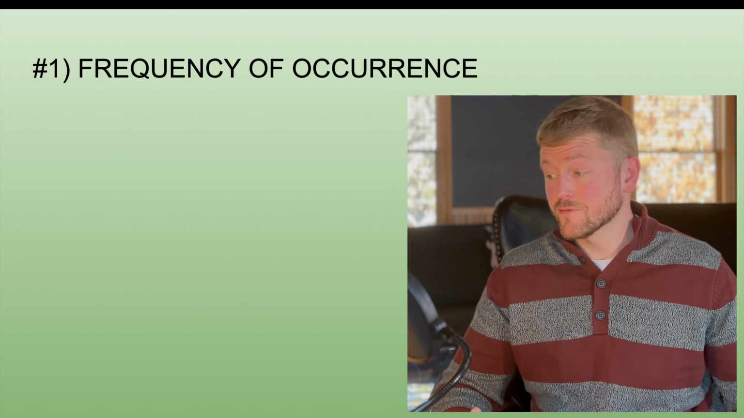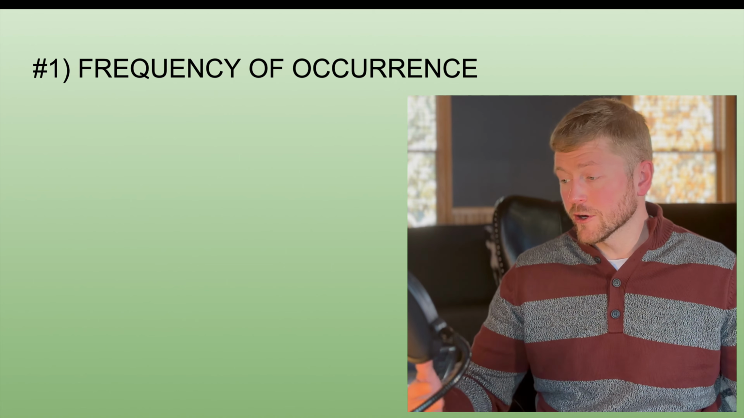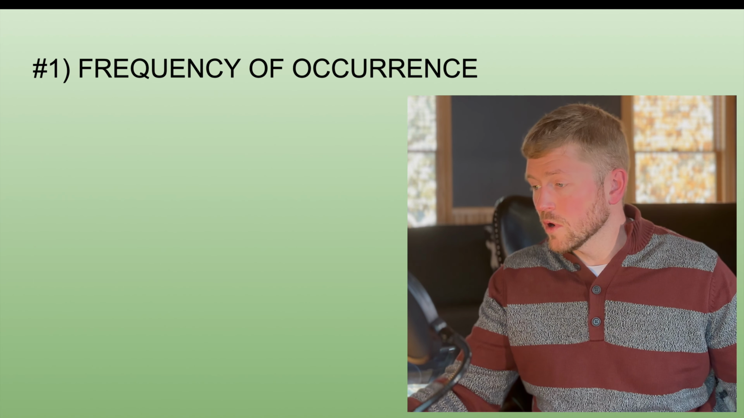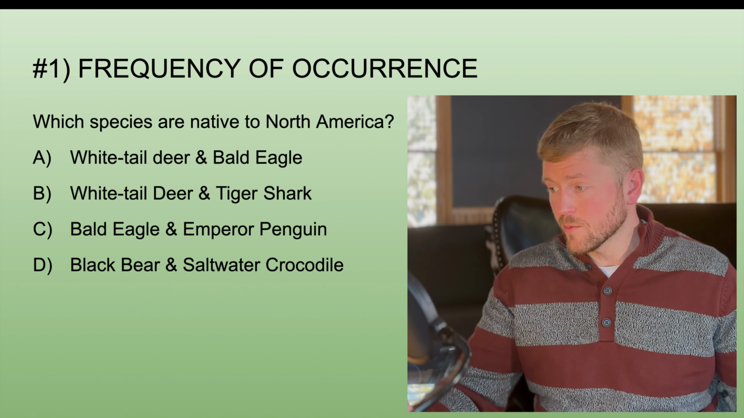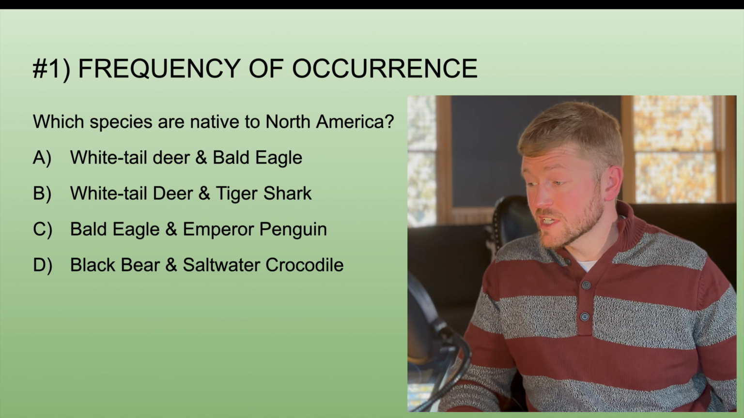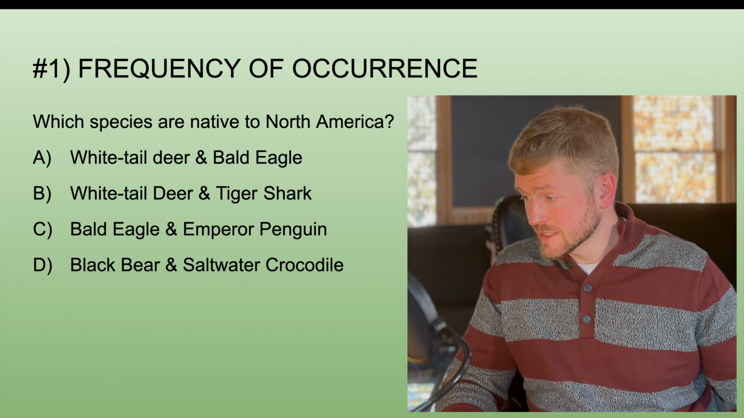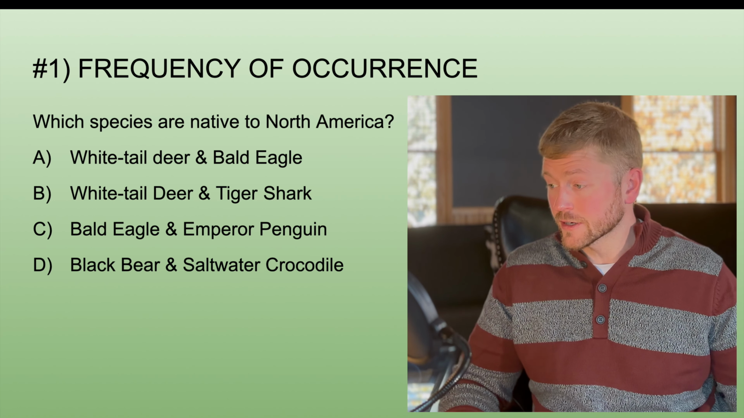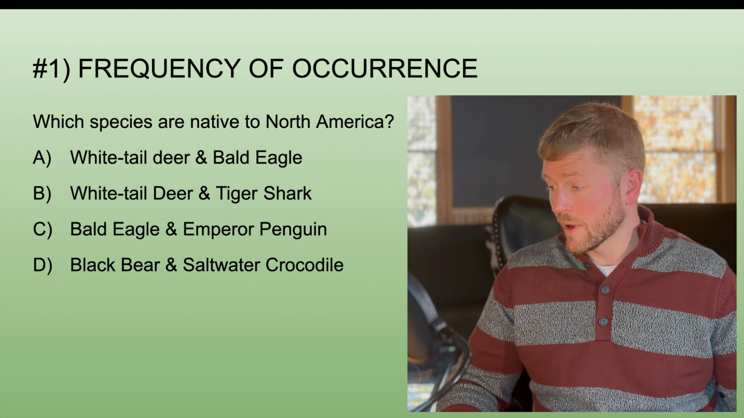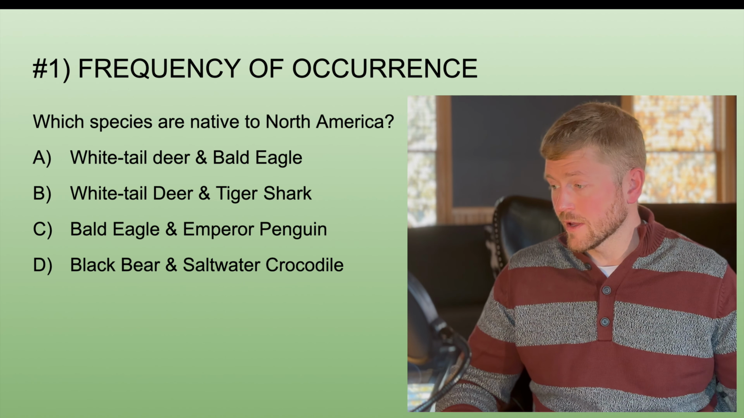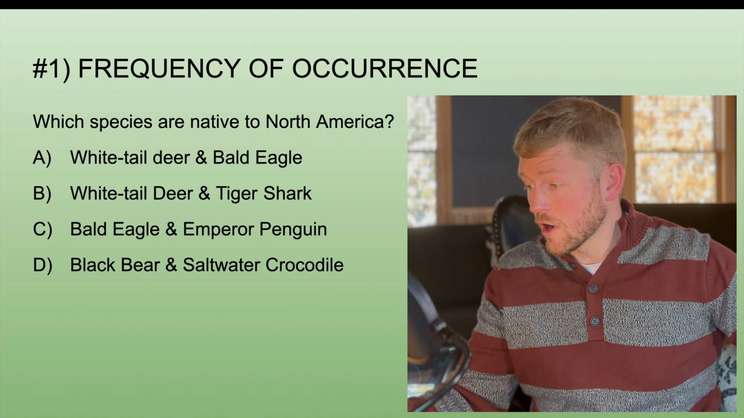Number 1 is frequency of occurrence. You're going to look for items that appear more than once in answers. For example, this question asks, which species are native to North America? A, white-tailed deer and a bald eagle. B, white-tailed deer and a tiger shark. C, bald eagle, emperor penguin. Or D, black bear and a saltwater crocodile.